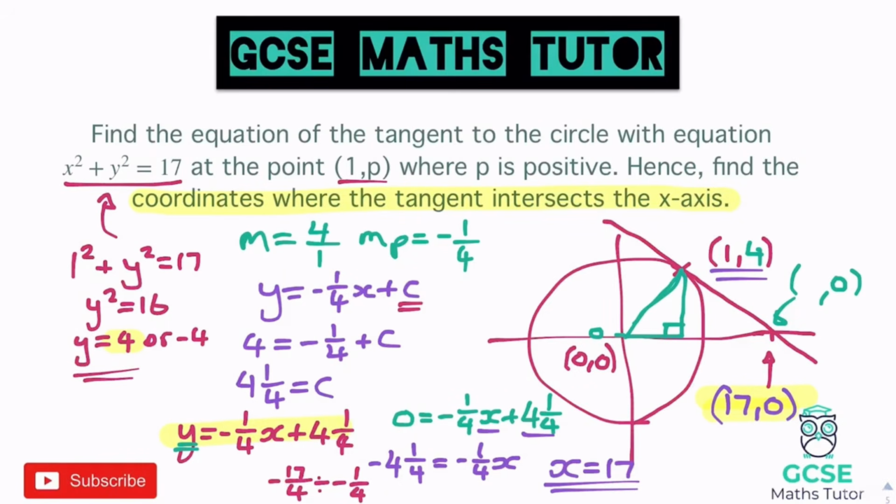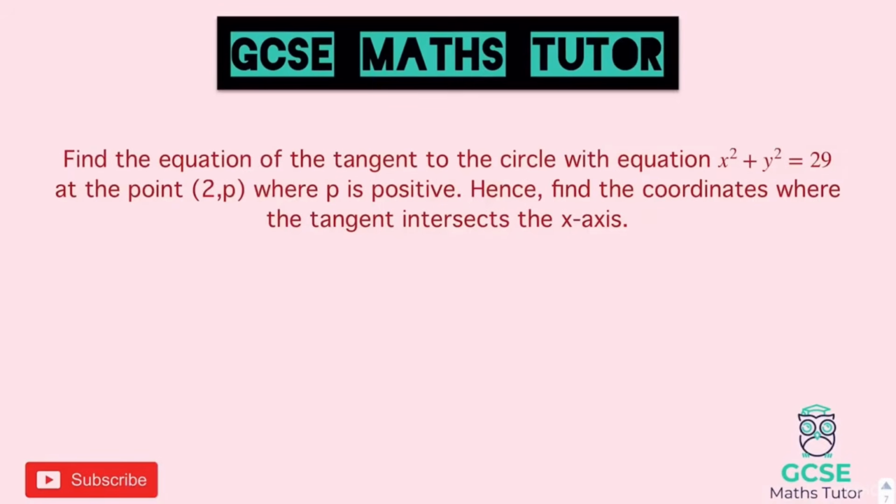So there are other steps you could take if it was particularly nasty, but let's have a go at trying one of these out. Okay, so here's your question. You've got your equation of your circle over here, x squared plus y squared equals 29.